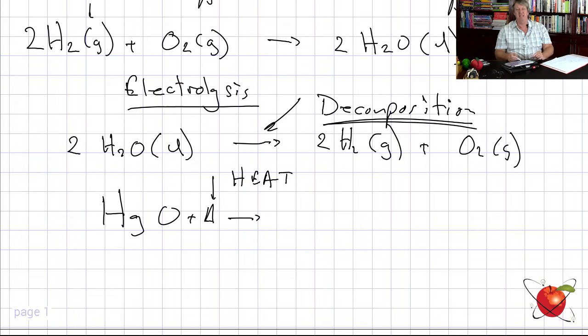Okay, usually means add heat to it. So if you add heat, we get mercury, liquid, because it's a metal, it's liquid. It's fantastic stuff. I don't know if you've ever seen it. Please don't play with it because mercury actually is highly toxic.